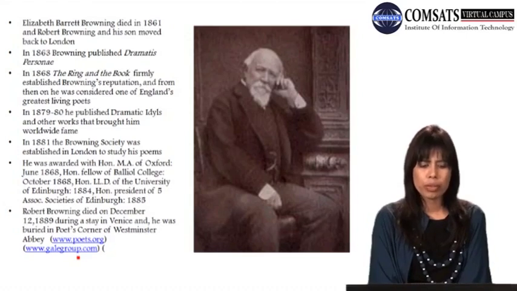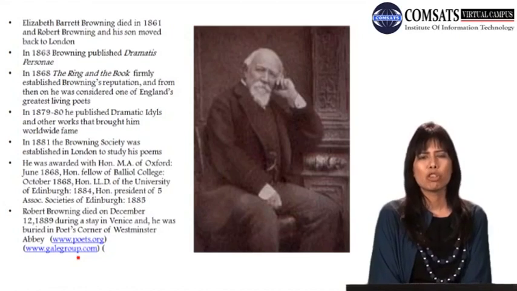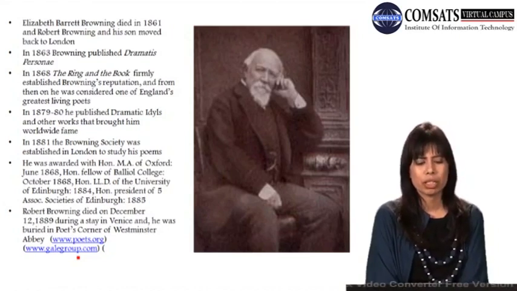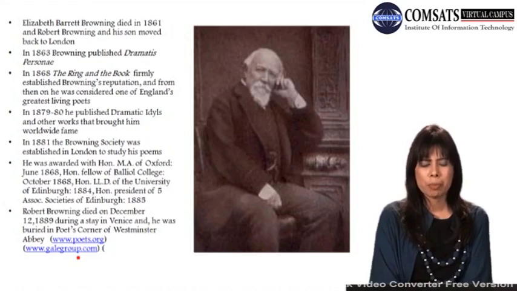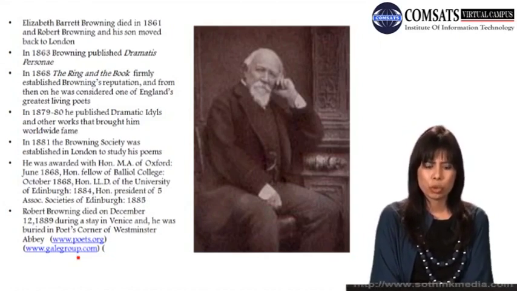Alright, he was awarded the Honorary MA of Oxford in June 1868. Honorary Fellow of Balliol College, October 1868. Honorary LLD of the University of Edinburgh, 1884. Honorary President of 5 Associate Societies of Edinburgh in 1885. So just because of poetry, he got all these titles and all these degrees. So my dear students, here you could see how famous a poet he was. Browning was a very popular poet among other poets of the Victorian age.